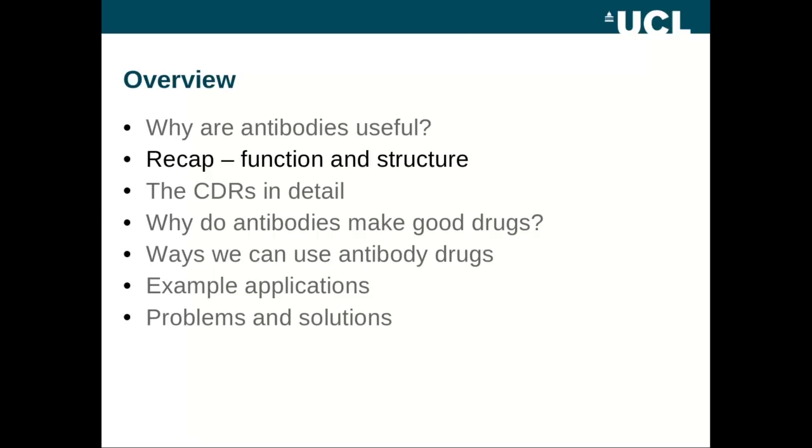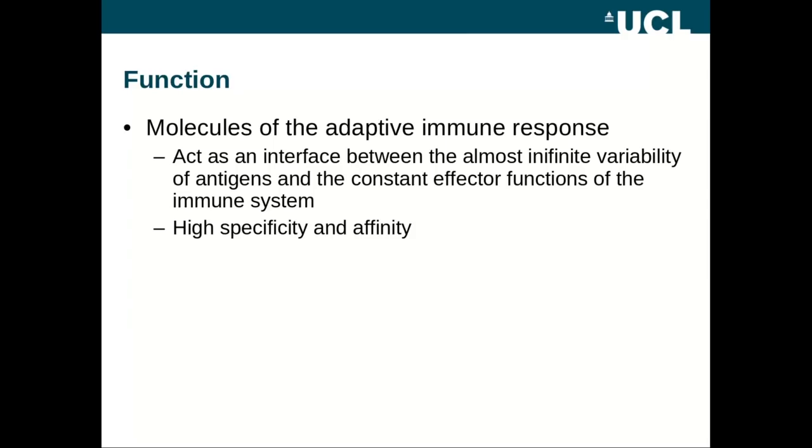So, having just emphasized the importance of antibodies, let's go on to recap their structure and their function. So naturally, they're molecules of the adaptive immune response. They act as this interface between the almost infinite variability of antigens from bacteria, viruses, fungi, etc. They act as an interface between that and the constant effector functions of the immune system. In other words, how we're going to kill that invading organism. And the key functional aspect of their binding is that they have both high specificity and high affinity for their targets.